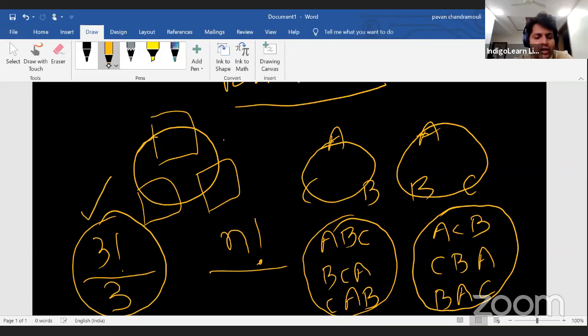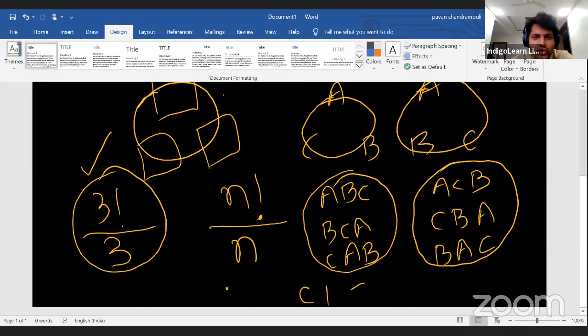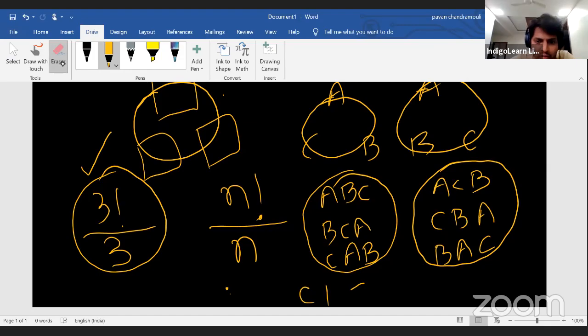So if I am doing it on a circular table, it is n factorial by n. What does n factorial by n translate into? I think all of you know. n factorial by n translates into n minus 1 factorial. So guys, please remember, whenever we are doing circular arrangement, n factorial becomes n minus 1 whole factorial. Please remember this as your context. So this is the concept of permutation.